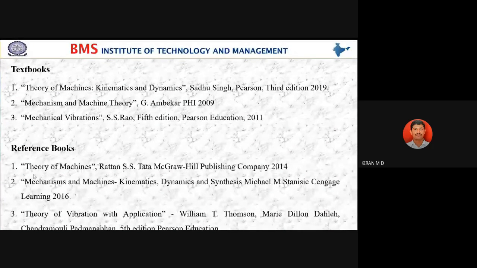Okay, these are the reference books, Theory of Machines. So even it is very good book, Theory of Machines by S.S. Ratan. Again, Mechanisms and Machines, Kinematic Dynamic Synthesis, by Michael M. Stanisic. Again, one more book, a reference book for vibration parameter is Theory of Vibration with Application, by William T. Thomas. Okay, these are the books you can refer.